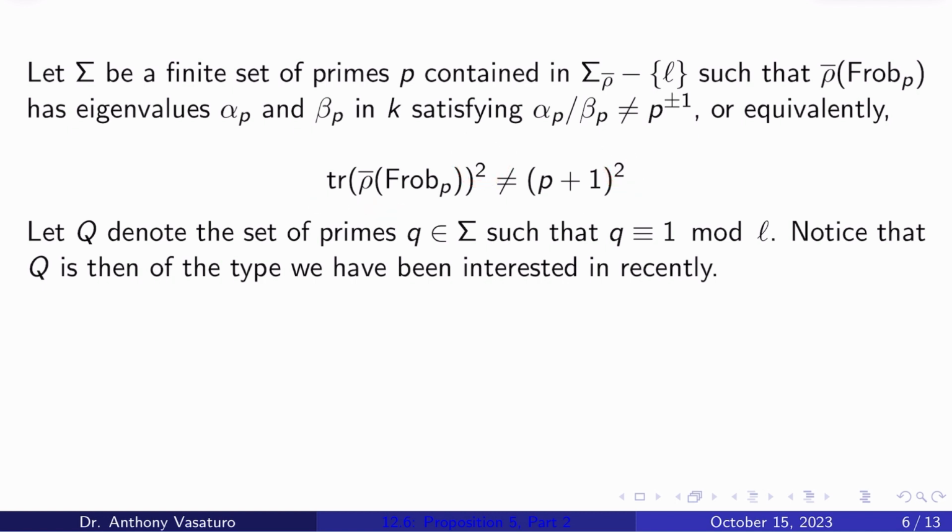Let's let Q denote the set of primes, little q in Σ, such that q is 1 mod ℓ. Then Q certainly is then of a set of primes of the type that we've been interested in recently over the course of this chapter. Okay, this is one of the two conditions, and the other one follows from this.